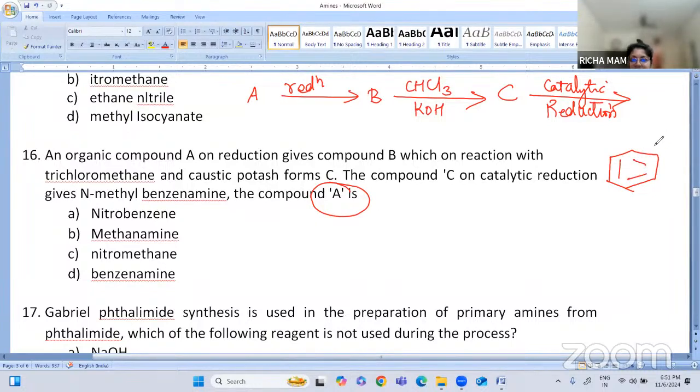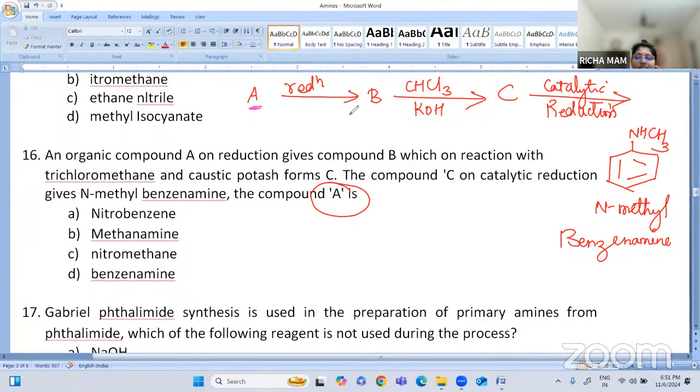So this is a benzene amine, NH and CH3. So this is N-methyl benzenamide. Benzene amine, N-methyl benzenamide. Got it? So they have asked what is A. The options are A, nitrobenzene, B, methenamine, C, nitromethane, and D, benzenamine.